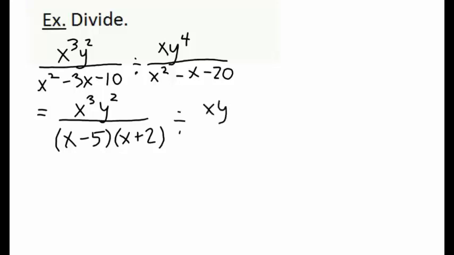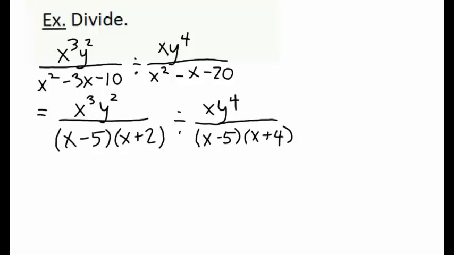And we go on to our second rational expression, again only factoring the denominator. So we need two numbers that add to minus 1 and multiply to negative 20. Those numbers are going to be 5 and 4, and we need minus 5x plus 4x.